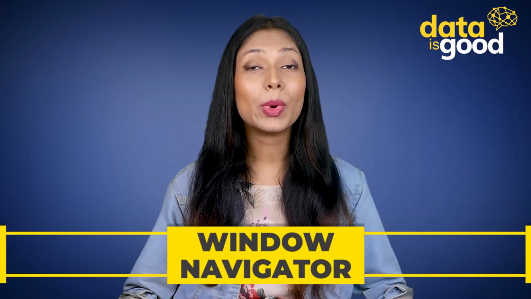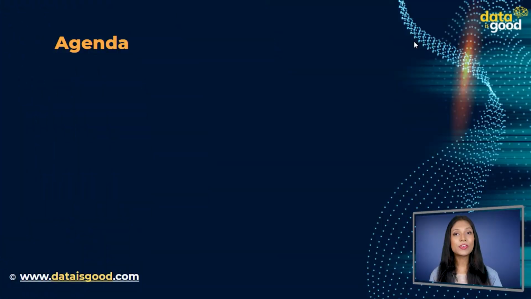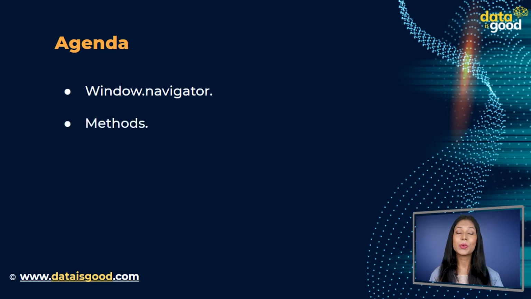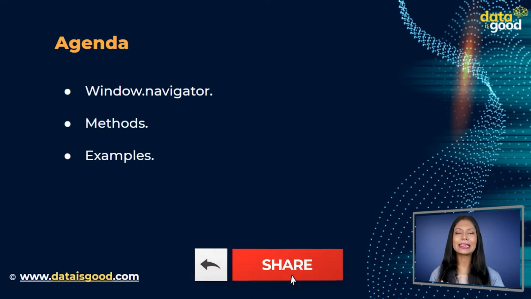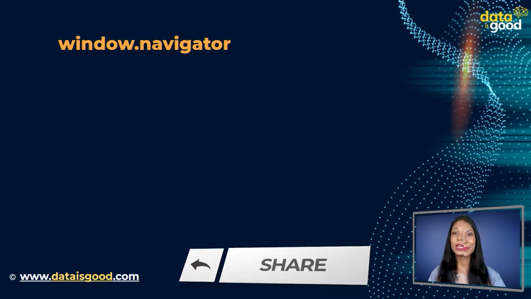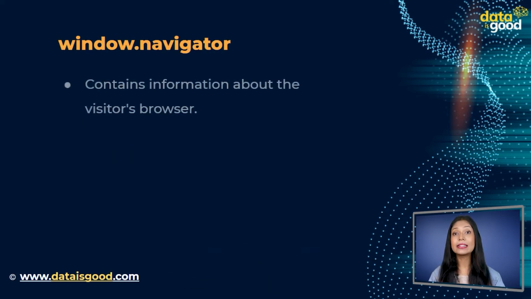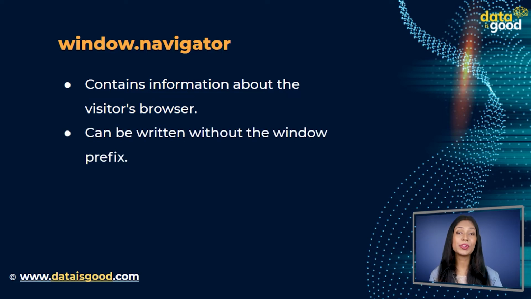I welcome you to learn the next awesome concept of the window object in JavaScript, which is Window Navigator. But before that, let us see the agenda. First of all, we will see what Window Navigator is and the important properties of it with examples. So without wasting any more time, let us get started. The Window Navigator object contains information about the visitor's browser. The Window Navigator object can be written without the window prefix. Let us see how we can use the Window Navigator object.